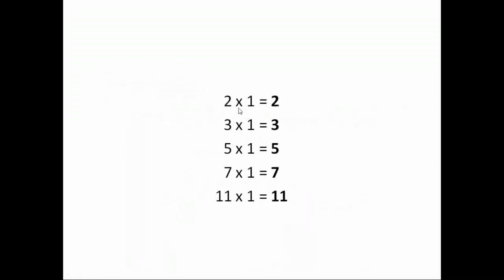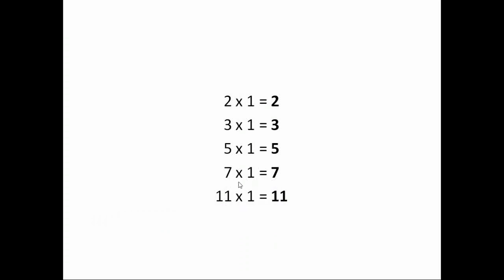So let's look at these numbers. 2 multiplied by 1 will give you 2, and there is no other number that can be multiplied to give us 2. 3 multiplied by 1 will give us 3. 5 multiplied by 1 will give us 5. 7 multiplied by 1 will give us 7. 11 multiplied by 1 will give us 11. So there is no other number, or you can say no other factor for 11 other than 1 and 11.